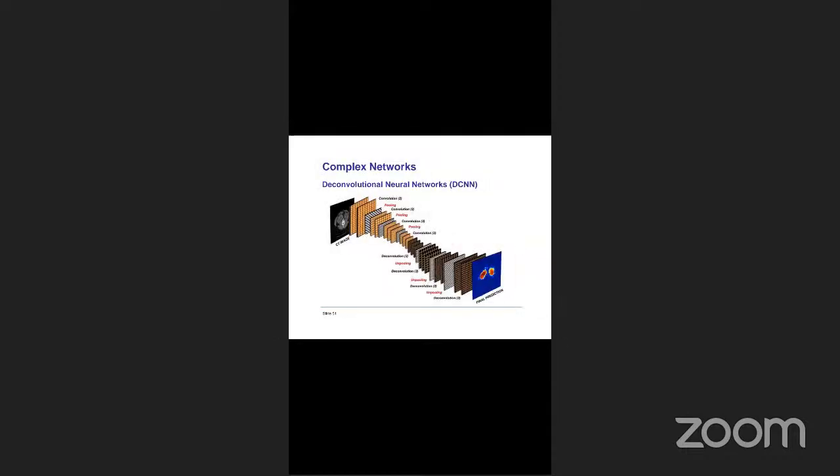Coming to the complex networks, you can see here the deconvolution, that is after convolution, the reverse process, how you can get back completely the originals, which will be almost equal to the originals. You can see very small images getting expanded and exactly matching the original. It's called deconvolutional.